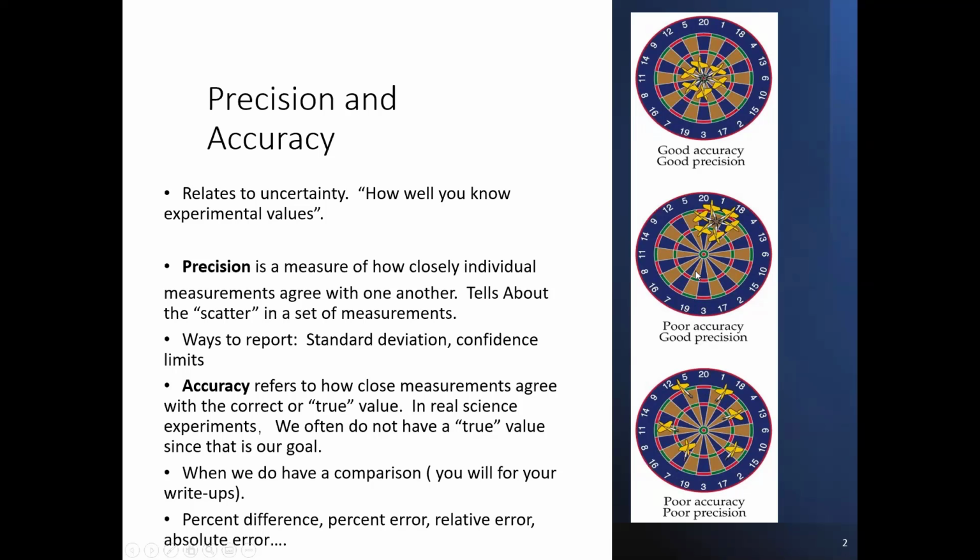But if that happens, we need to tell other scientists how it happened, and whether my value has poor accuracy but good precision, or poor precision and poor accuracy as well. Okay, so we'll see one example.